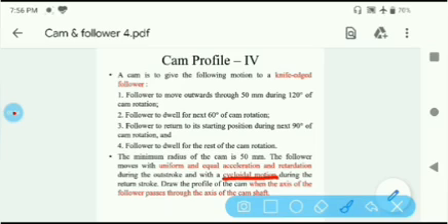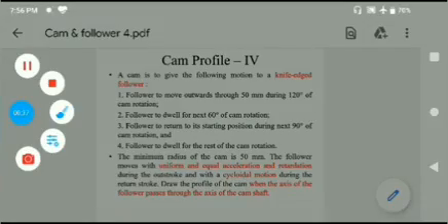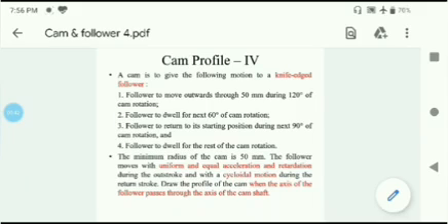Uniform acceleration retardation motion means in the same stroke the follower will have both uniform acceleration and retardation. Till the middle of the stroke, from the starting point it will be a uniform acceleration, and later from the middle of the stroke to the end of the stroke it will be uniform retardation. So that is the type of motion. Now we will discuss how to draw the displacement diagram. Most of the procedure to draw the displacement diagram will be similar to that we had discussed before.